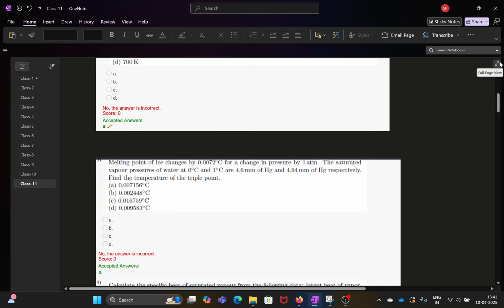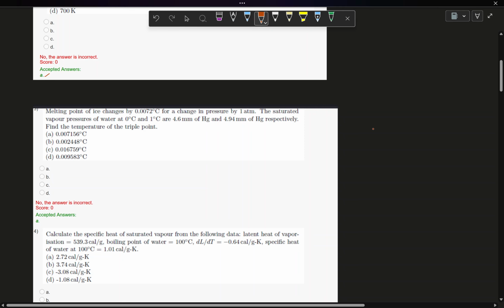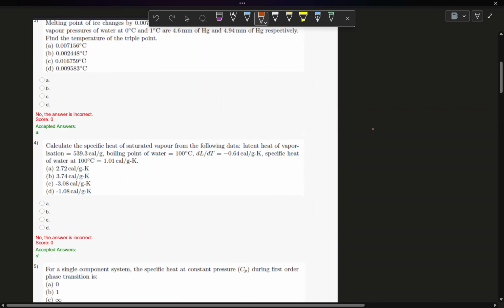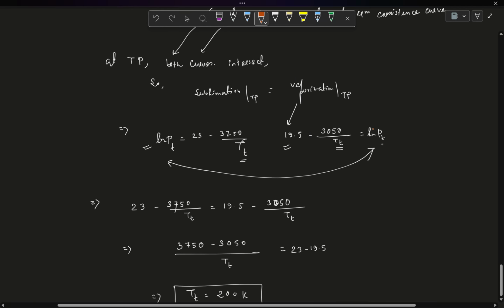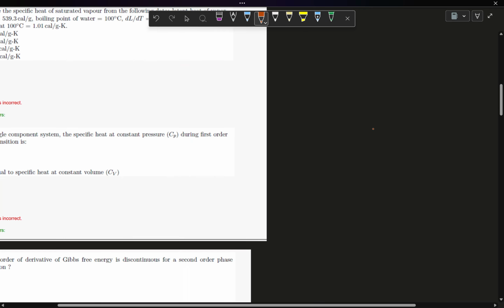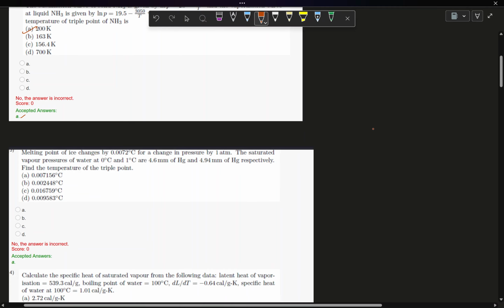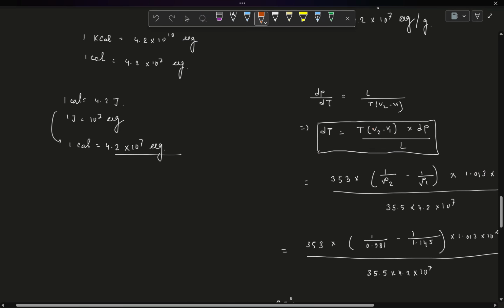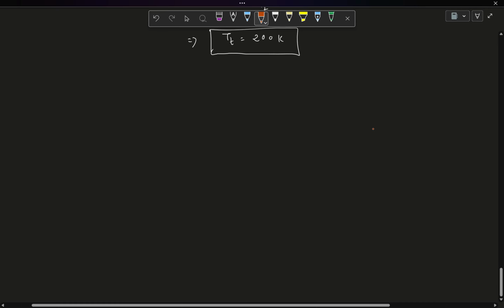Okay, so let us solve question number 3, that we have to calculate the triple point temperature value, right? So the option is, let me just check. Yeah, question number 3.